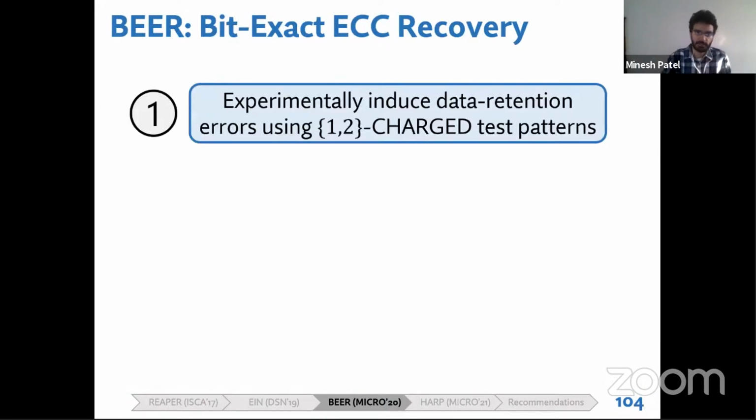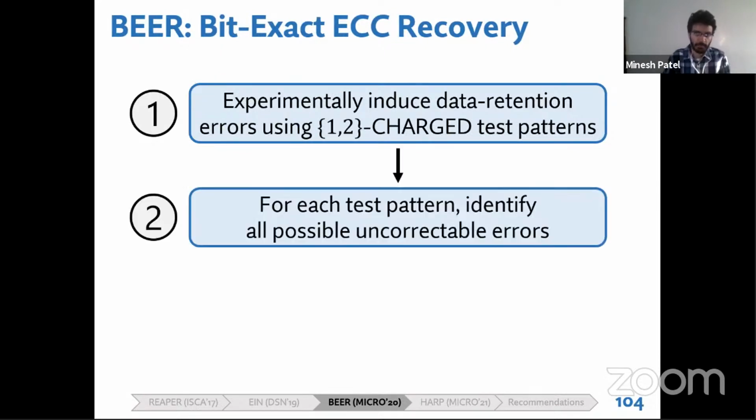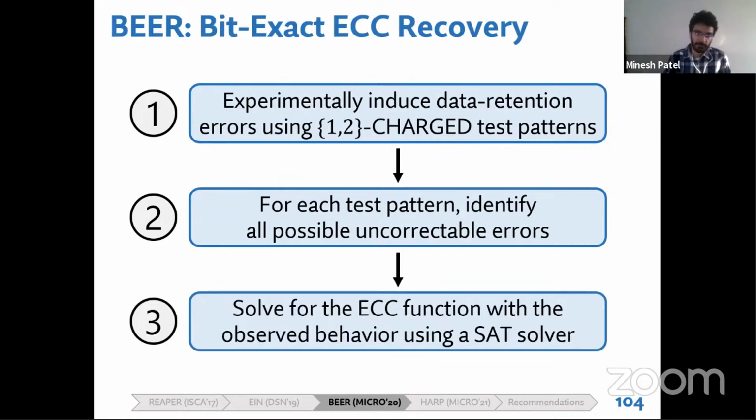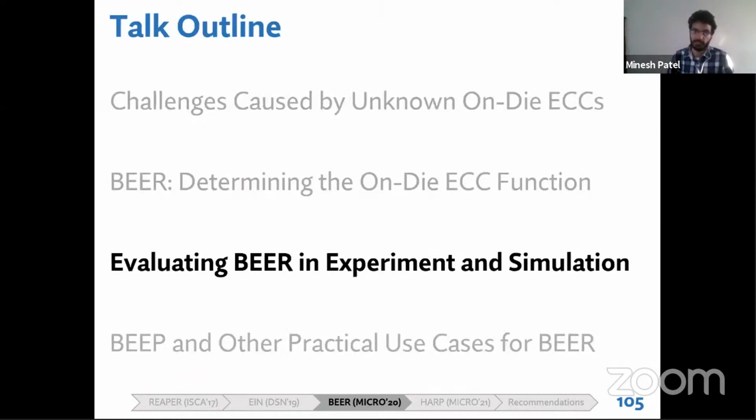The first step is to experimentally induce data retention errors using the 1 and 2 charge test patterns. The second step is that for each test pattern, we identify all possible uncorrectable errors that can occur. And third, we solve for the particular ECC function that exhibits the observed behavior through the use of a SAT solver. So now I'll talk about evaluating BEER both in experiment and simulation.